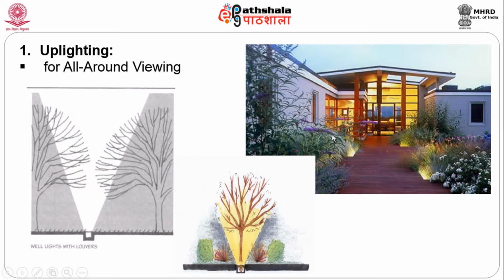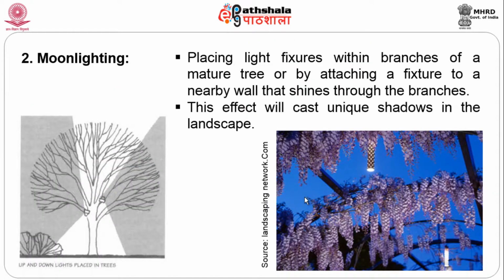Here you see that not a particular spot has been highlighted, it has been lit all over, but wherever required, wherever you want to dramatize, only those spots have been differentiated. So, this is called uplighting, which is all round viewing. The second is moonlighting. This is a very interesting lighting effect. This is more related to nature, that is, during the night when the moon surface has been lit. So, how would the effect be? This graphic shows how moonlighting works.